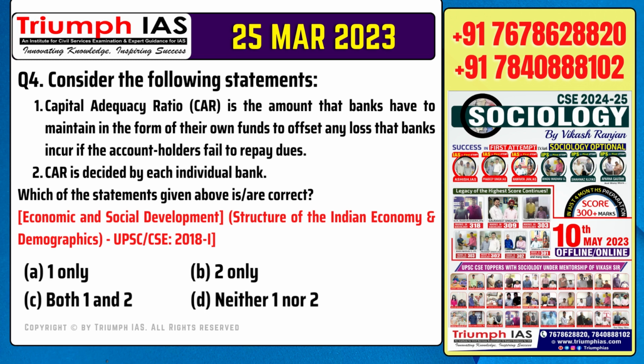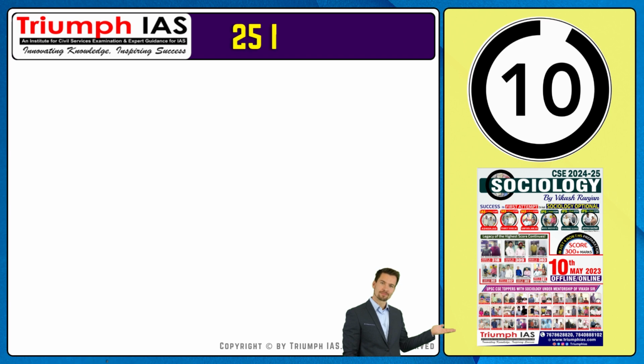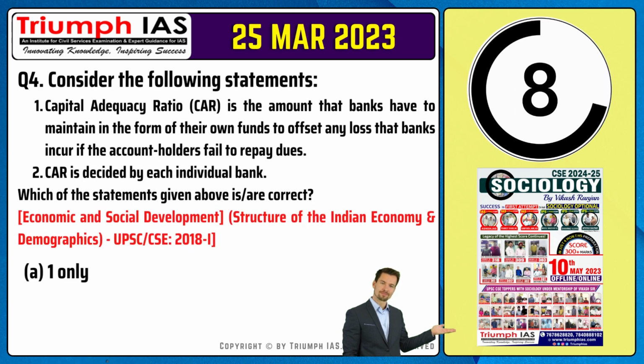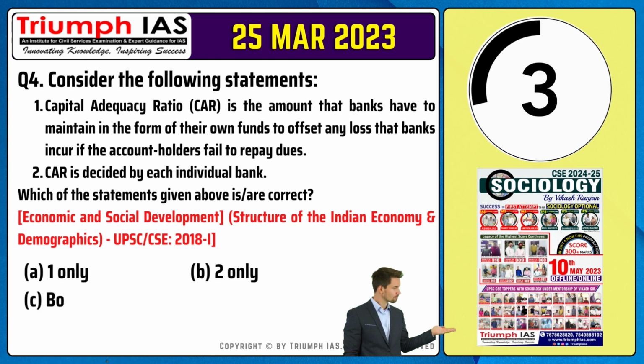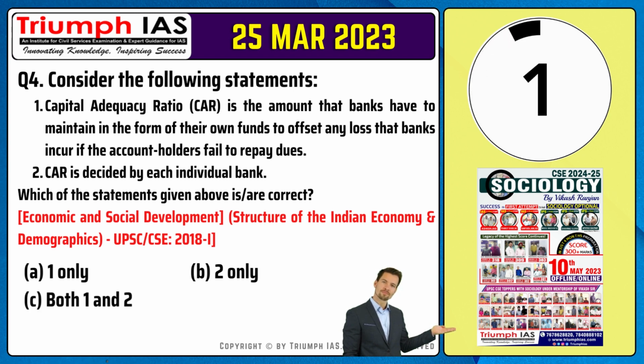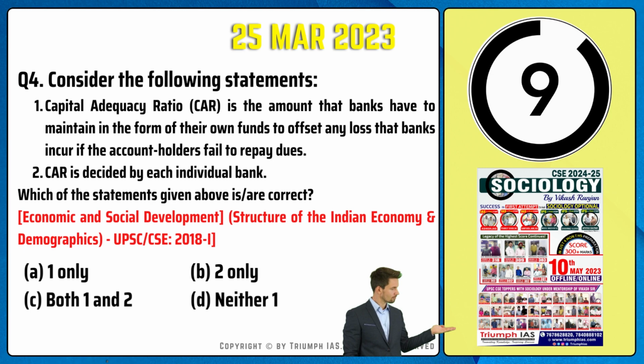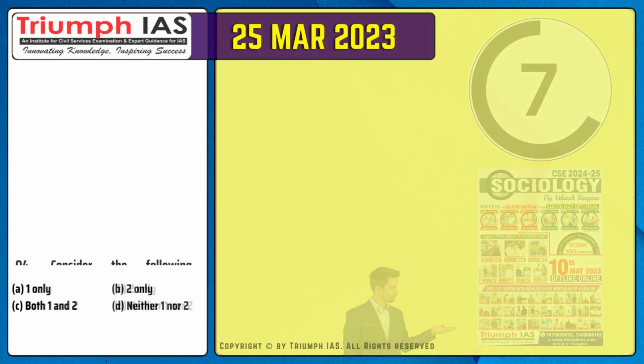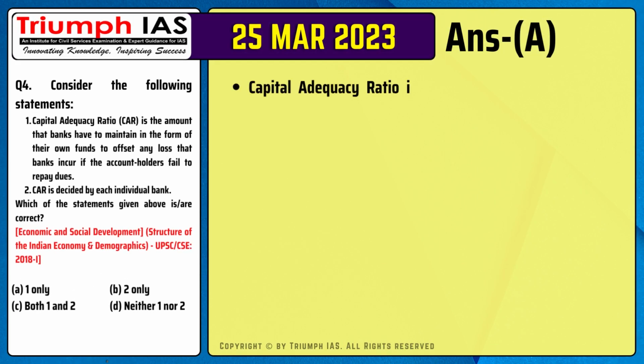Which of the statements given above are correct? Option A, 1 only. Option B, 2 only. Option C, both 1 and 2. Option D, neither 1 nor 2. The correct answer is option A.